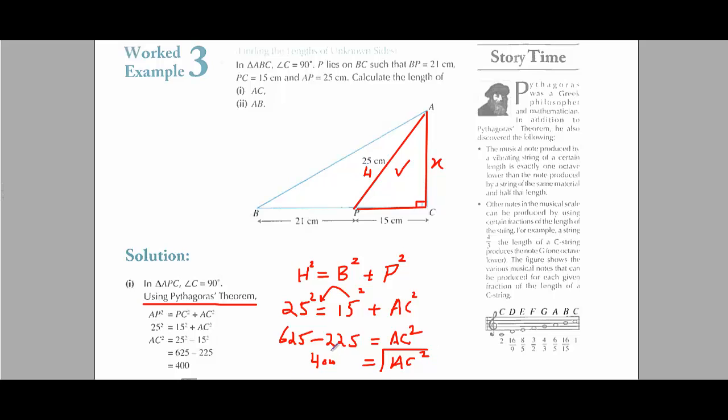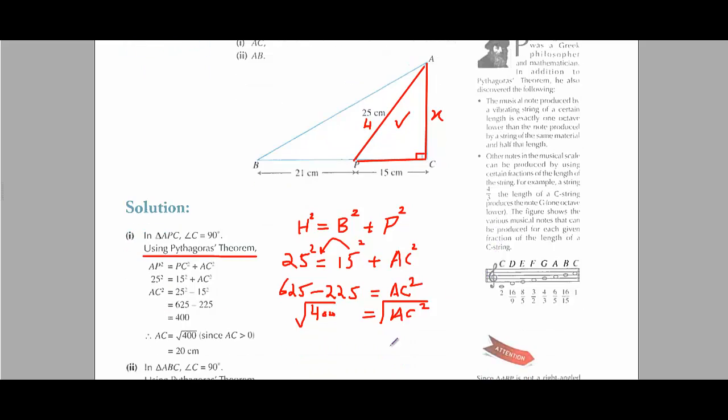Square roots on both sides. So in Pythagoras theorem, we use only the plus value, okay? So AC will be 20. This side is 20. Okay, we did that. We found this. So okay, now we have to find AB.